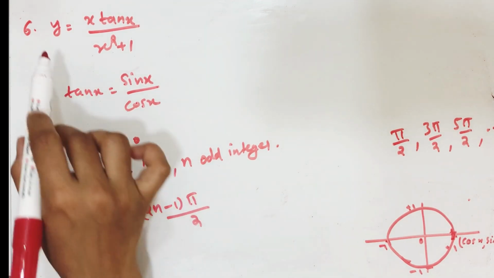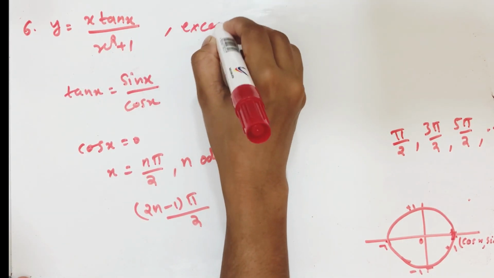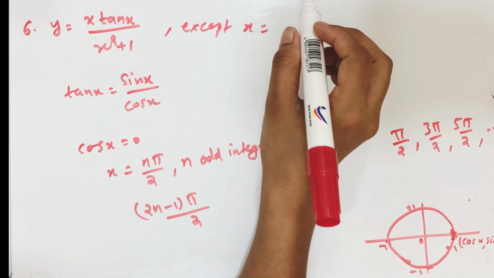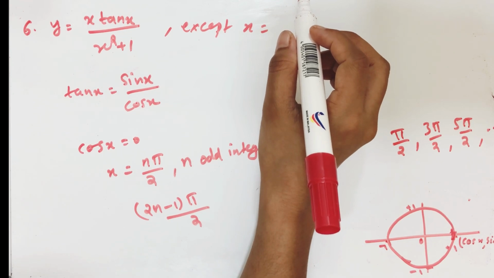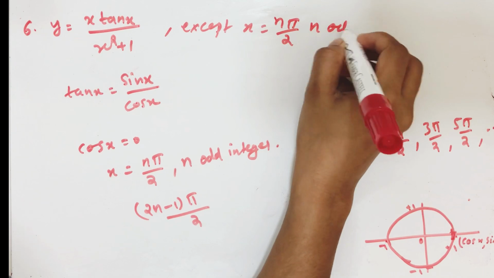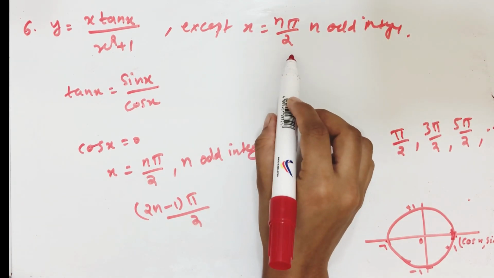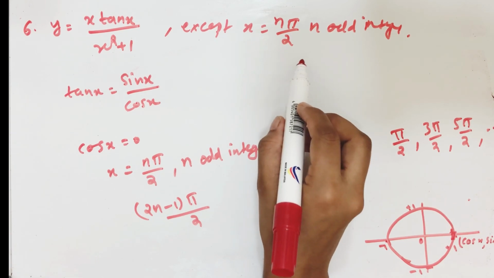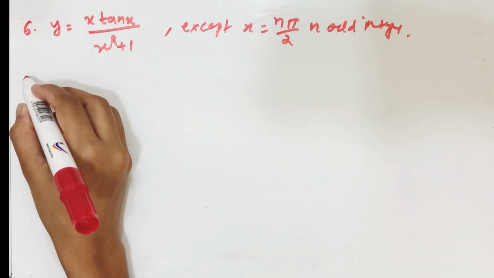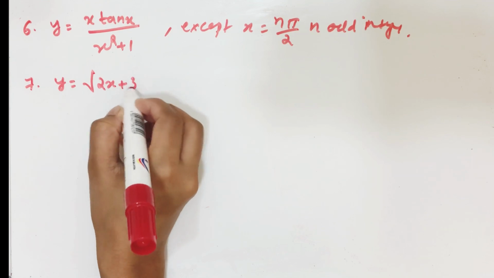So we can say this function is continuous everywhere except x is equal to n pi by 2 or 2n minus 1 pi by 2 or 2n plus 1 pi by 2. You can say anything. If n pi by 2, n is an odd integer. Or when 2n minus 1 pi by 2 or 2n plus 1 pi by 2, n is any integer, n belongs to Z.